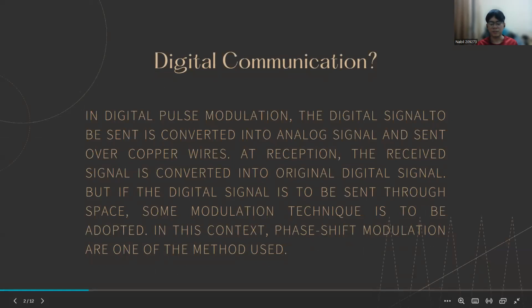So, people have been asking, what is digital communication? In digital pulse modulation, the digital signal to be sent is converted into analog signal and sent over copper wires. At reception, the received signal is converted into the original digital signal. Let's say, if the digital signal is to be sent through space, some modulation technique is to be adopted. In this context, phase shift modulation is one of the methods used. Later on, I will be explaining in detail what phase shift modulation is.